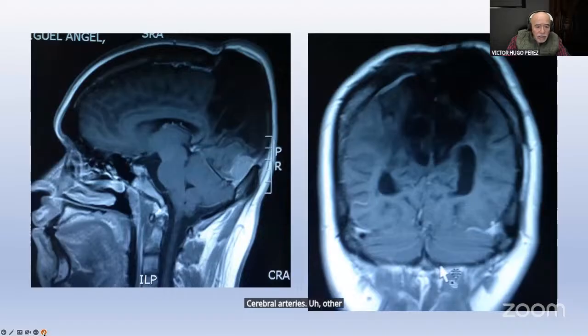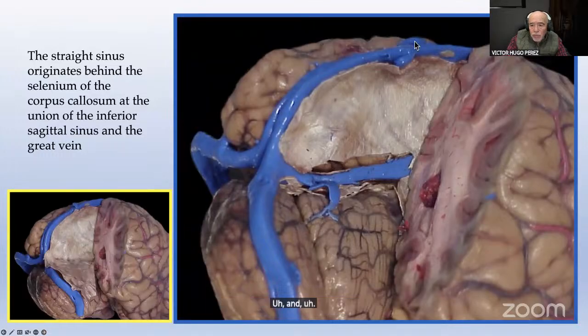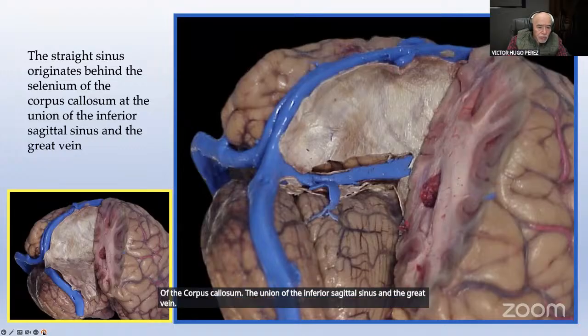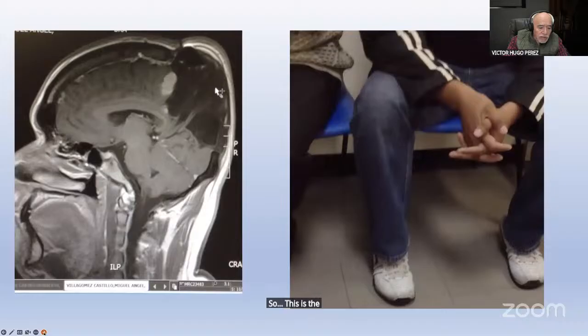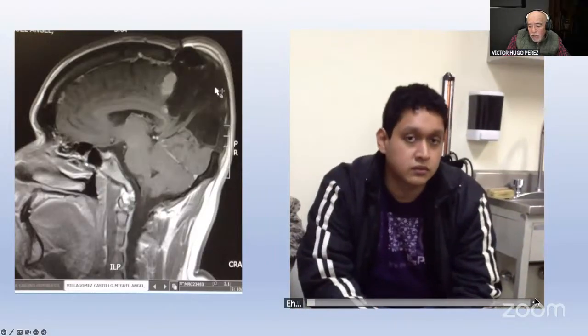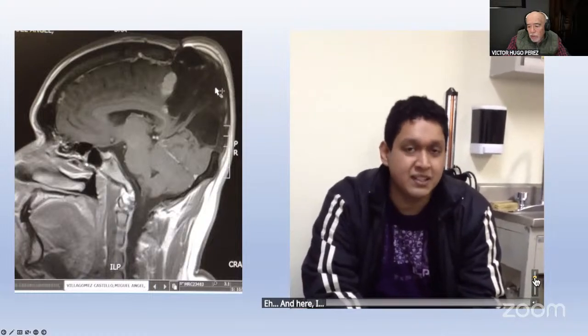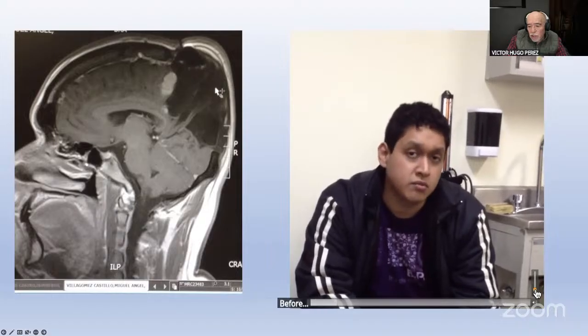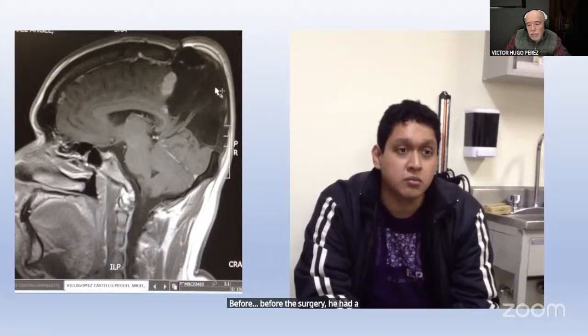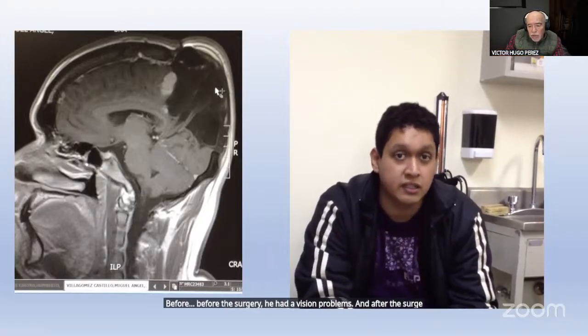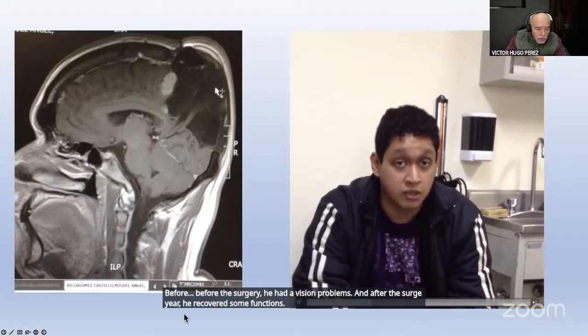Other pictures about this case, and this straight sinus originates behind the splenium of the corpus callosum, at the union of the inferior sagittal sinus and the great vein. So this is the patient who was treated with this surgical approach. And here, before the surgery, he had vision problems, and after the surgery, he recovered some functions.